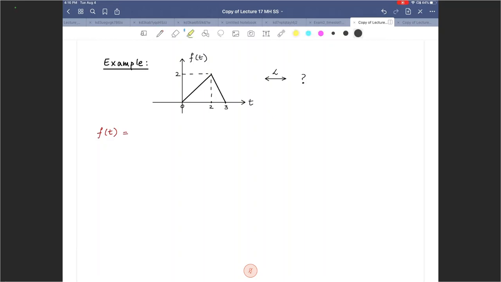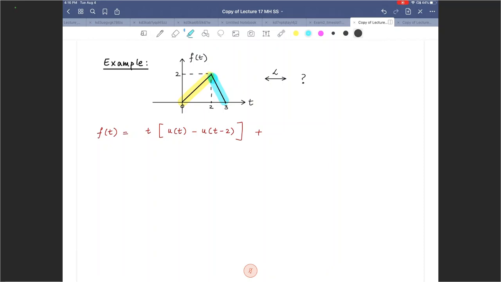One is that line over there, which is essentially slope 1 and passes through origin, so y-intercept is 0. So t multiplied by a gate function which opens at 0, closes at 2. So you've got u of t minus u of t minus 2. And then I need to add another linear function which is also gated to this, the blue line.